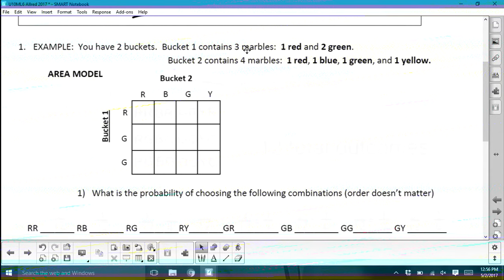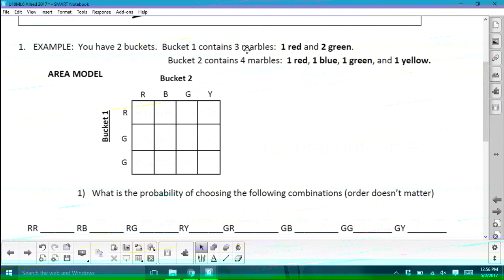You might be like, whoa, Mr. Allred, we looked at something just like this in science class just last week when we talked about genetics. That's right. You talked about Punnett squares. And let me tell you a little secret. Science stole that from math. Math did it first. And here's what an area model looks like.